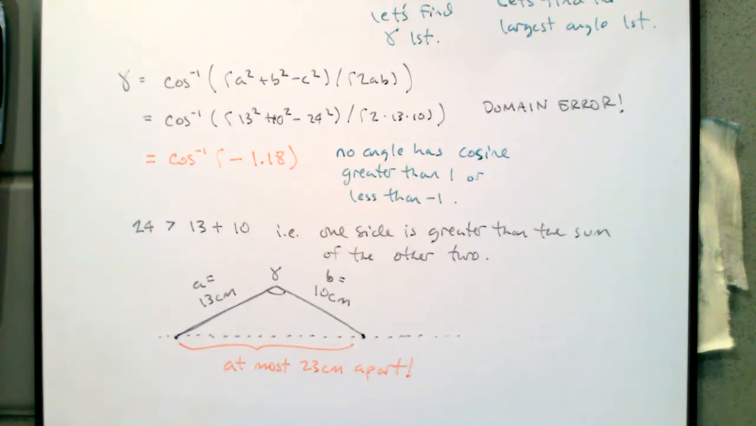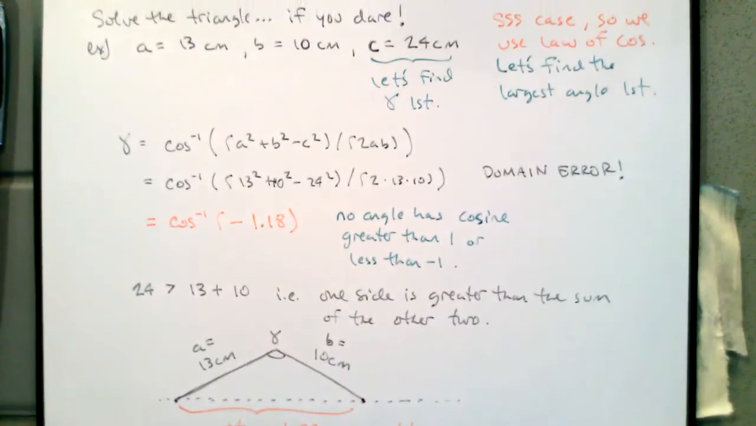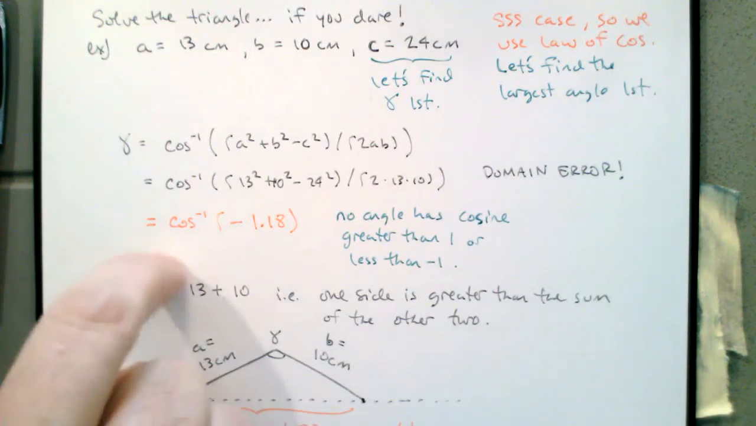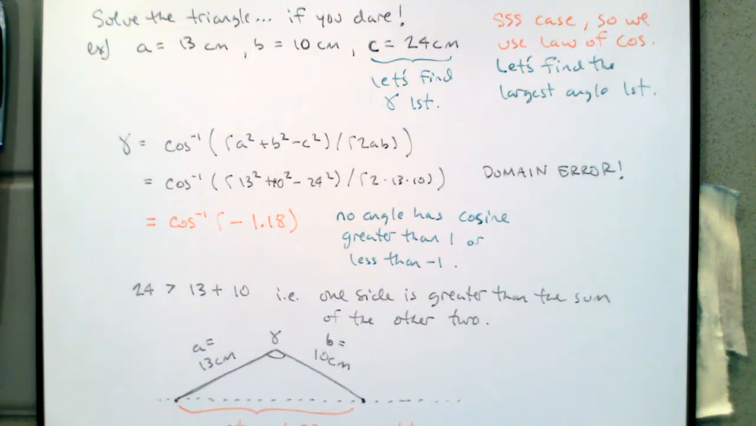So in this problem, if you didn't notice that, just like before with the ambiguous case of the law of sines, if you didn't notice that there was not going to be a triangle possible here and just proceeded with the law of cosines, you would get stopped in that first step. Any questions?